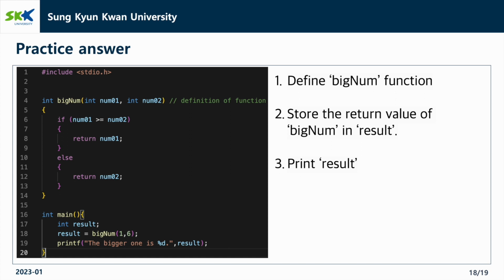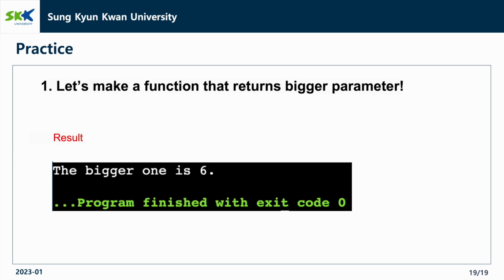In the main function, we will create a result variable which will store the return value of the bignum function. If you print out the result, the example will be solved. Here is the result. Since we gave 1 and 6 as parameters, 6 is printed as a result.